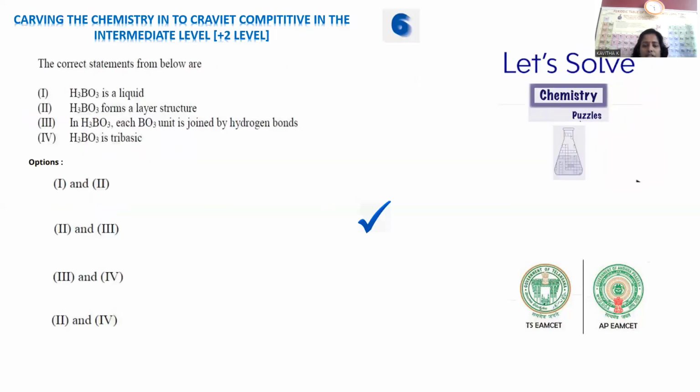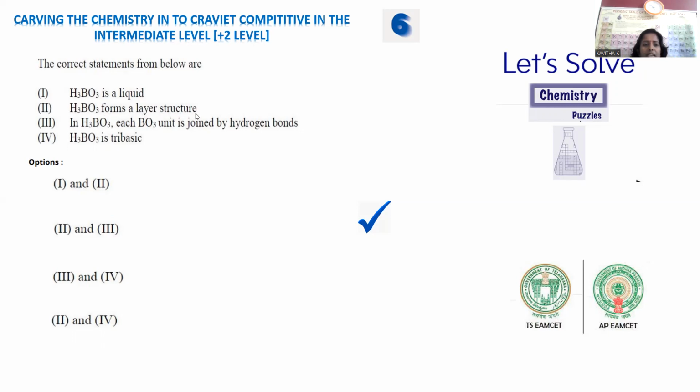Let's move on to the last question of the session, where we find the correct statement from the below. Here, H3BO3 is called boric acid. When this boric acid is taken, what kind of nature can you see? Boric acid is used in the carom board for easy moving of coins. And it is a crystalline solid, which everybody is aware of, so we can cancel out option number 1. It is not a liquid. So the statement that boric acid is a liquid is the wrong one.